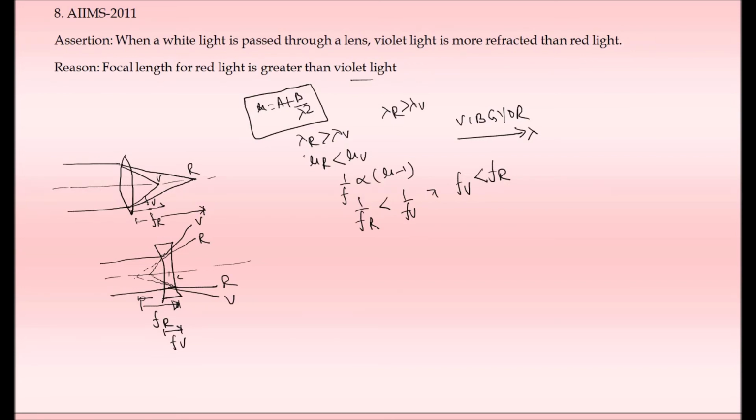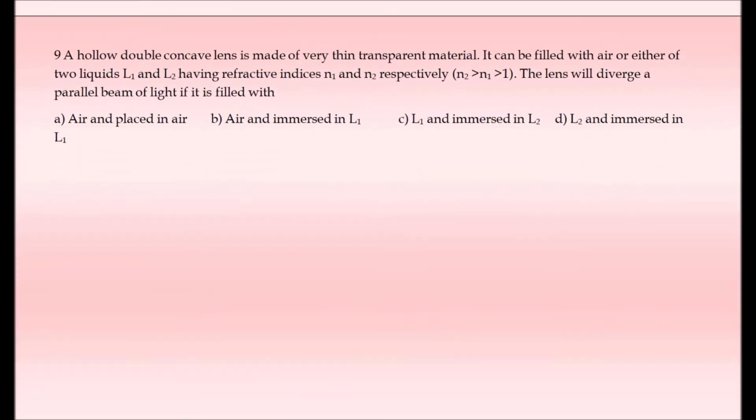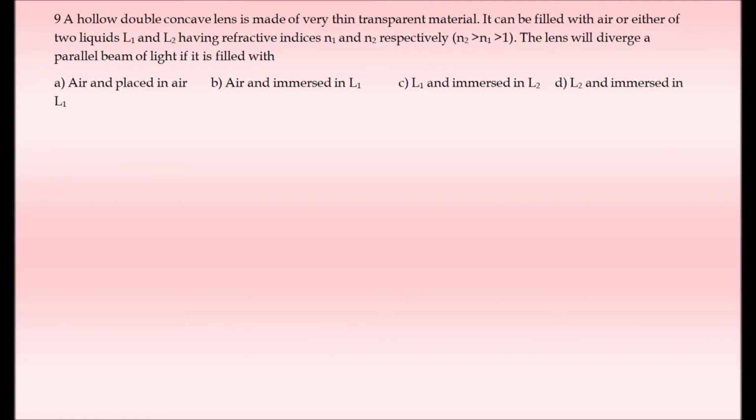Now we'll see the next problem, and this is in fact a very good problem. A hollow double concave lens is made of very thin transparent material. It can be filled with air or either of two liquids L1 and L2 having refractive indices N1 and N2 respectively, where N2 is greater than N1 greater than 1. The lens will diverge a parallel beam of light if it is filled with, and you have been given 4 options and you have to find the correct one.